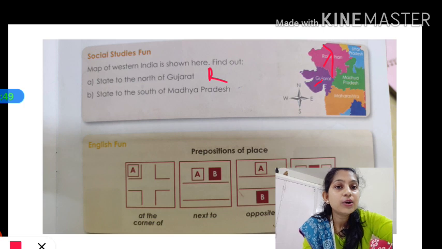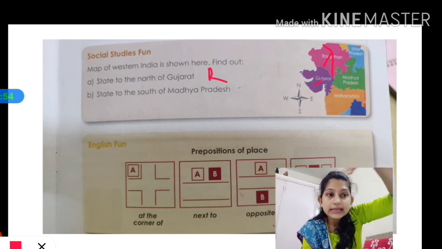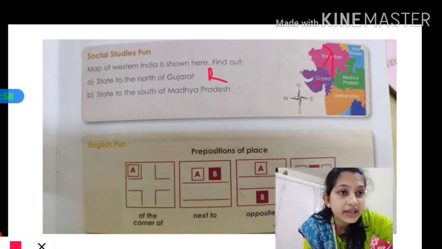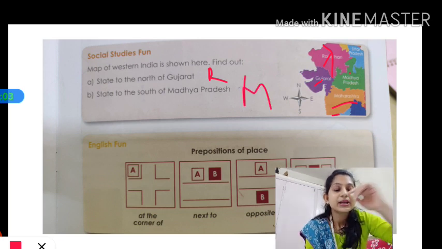Now the state south of Madhya Pradesh. This is Madhya Pradesh. Then south of Madhya Pradesh, south means going down. So down which will be there? Maharashtra will be there. So this was the thing.